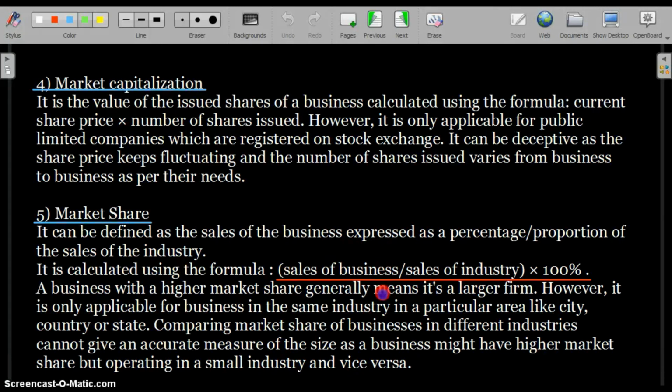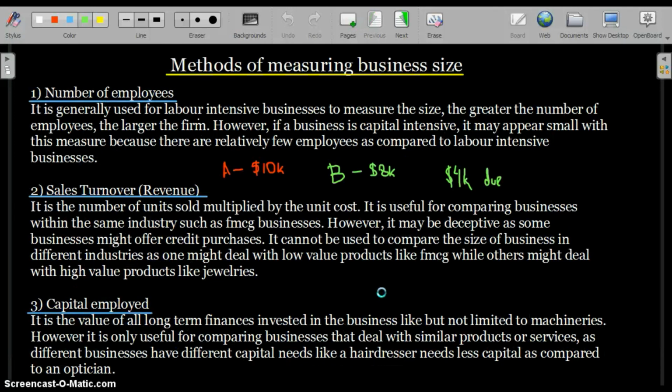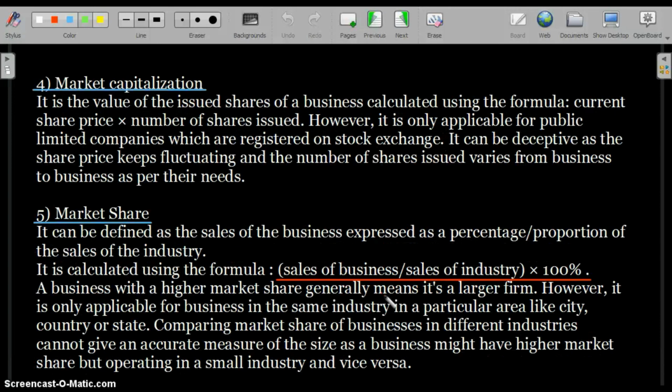Comparing the market share of businesses in different industries cannot give an accurate measure of business size, as a business might have a higher market share but operate in a small industry, and vice versa, like the example I just gave. So that's all over here. Just go through these points that I've written down, and that should be good enough.